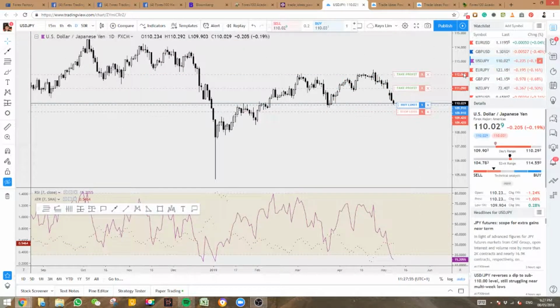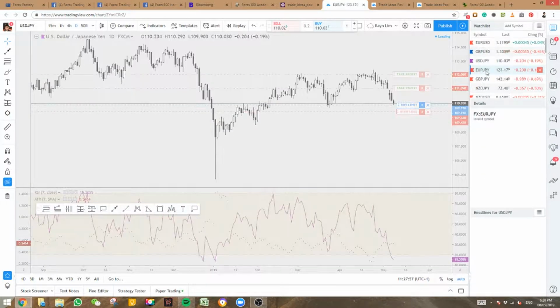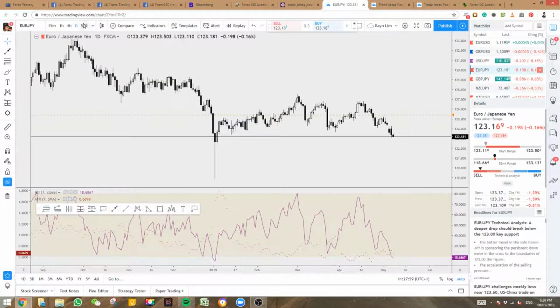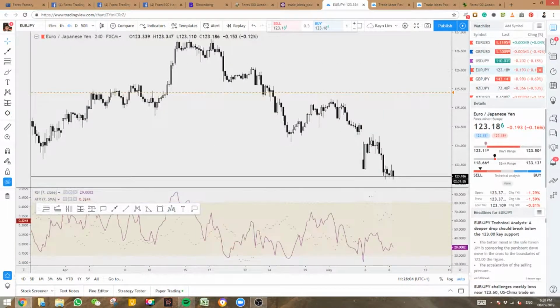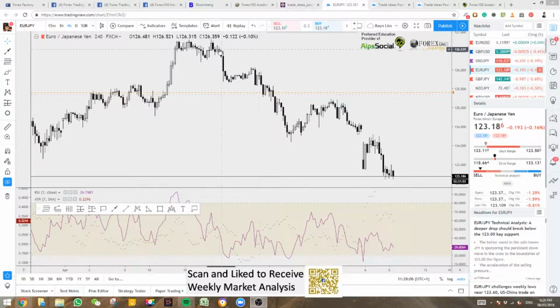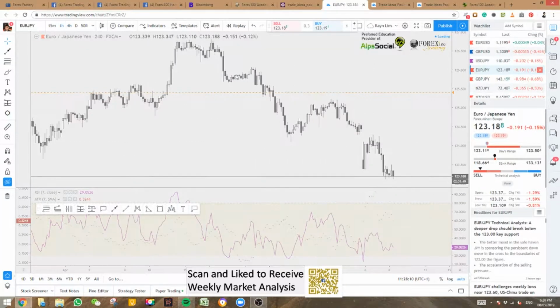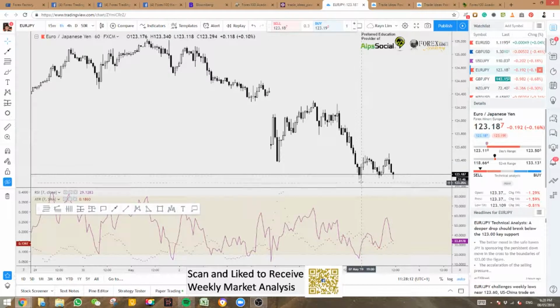Down to the next pair, which is Euro Yen. Euro Yen on the daily chart, market came down, then went into consolidation. Head down to the 4-hour chart. Alright, on the 4-hour chart, extended downwards, bearish movement for sure. Head down to the 1-hour chart, go into consolidation.